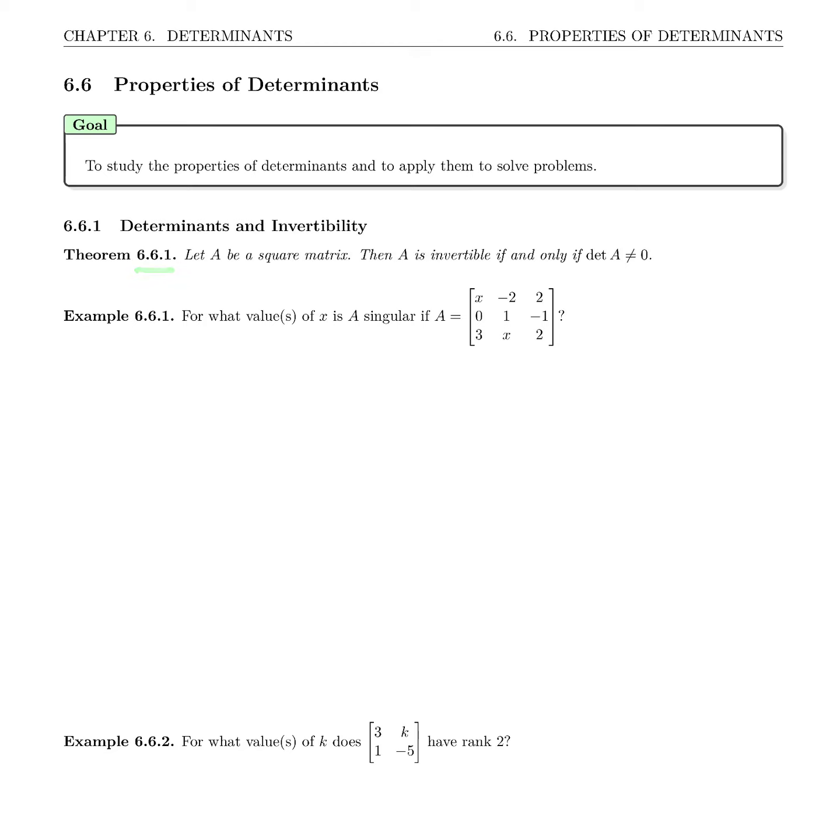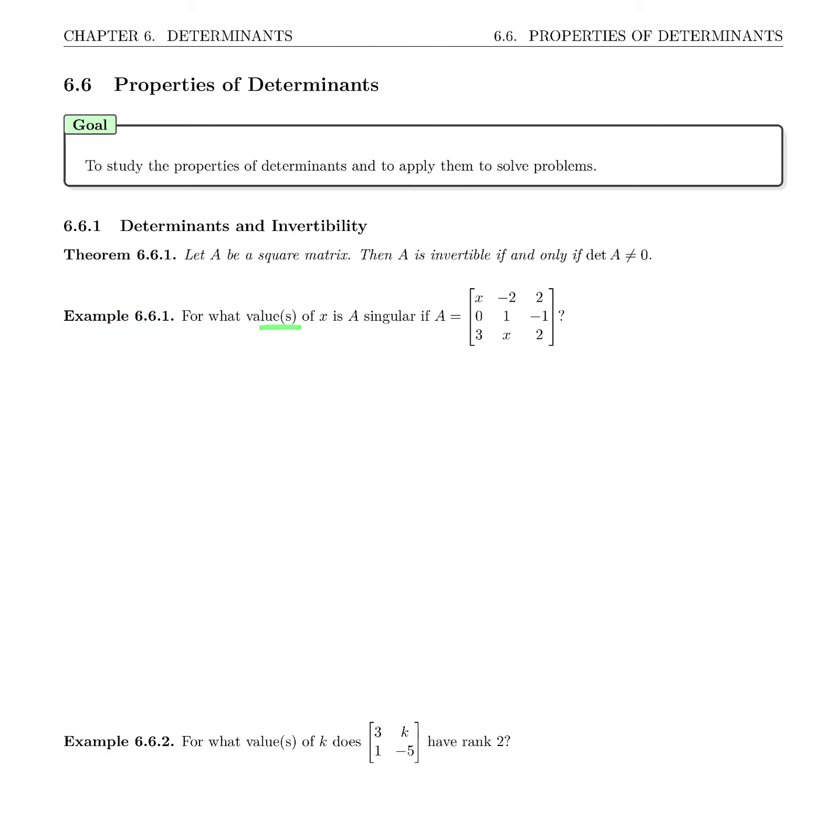Theorem 6.6.1. Let A be a square matrix, then A is invertible if and only if the determinant of A is not equal to 0. So we remember if and only if means that these two statements are equivalent. If you have one, you have the other, and vice versa, and if you do not have one, you do not have the other.